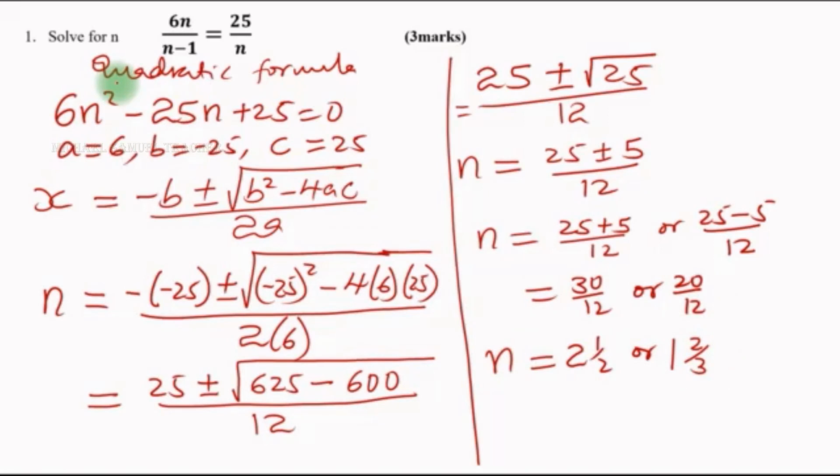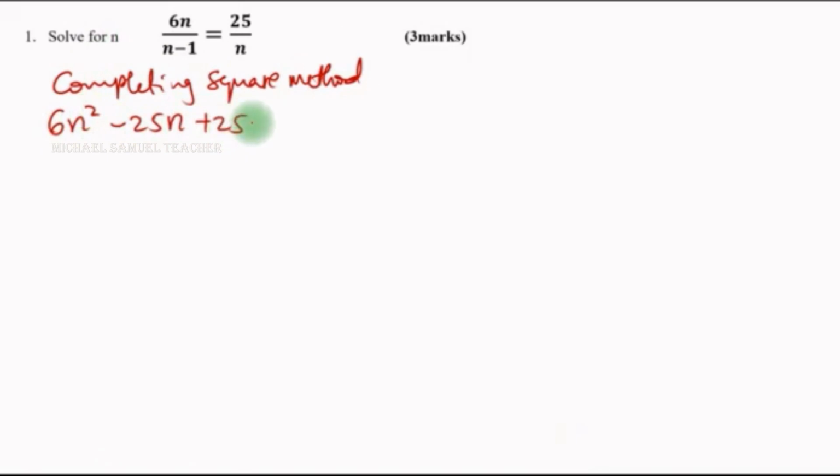Lastly, the other method we have seen we are going also to use is the completing the square method. Very important. So already we have the equation as 6n squared minus 25n plus 25 is equal to 0.